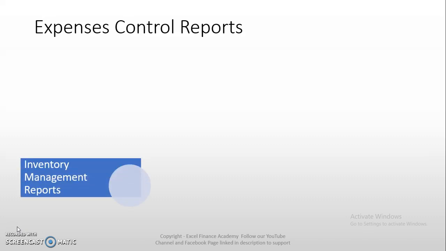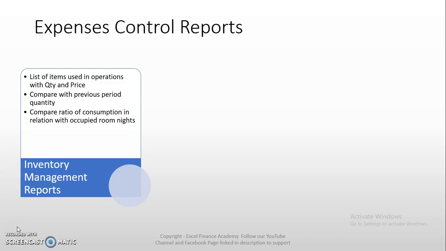Now the next thing we want to understand is the expense control reports. How do we control? First, there are inventory management reports. The inventory management report can control linens, operating supplies, and amenities. Those are the items where we can see how they are used in the operations, how much they were used in the previous period, whether the price has changed, and then we can compare them with the ratio of the occupied room nights or the covers served.